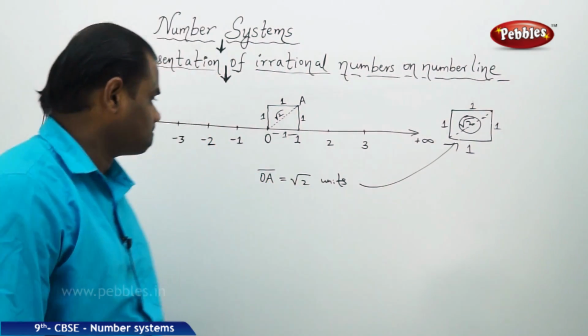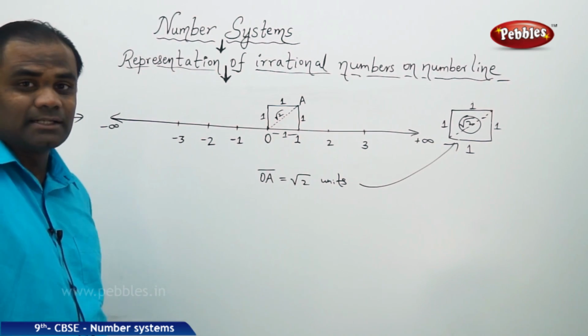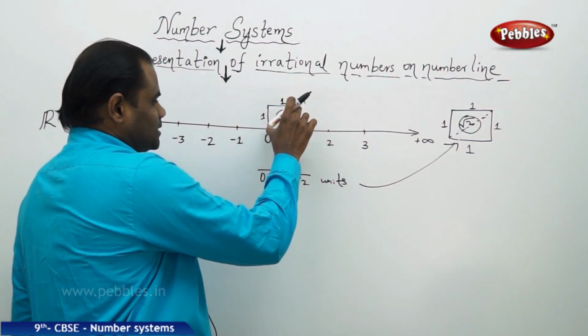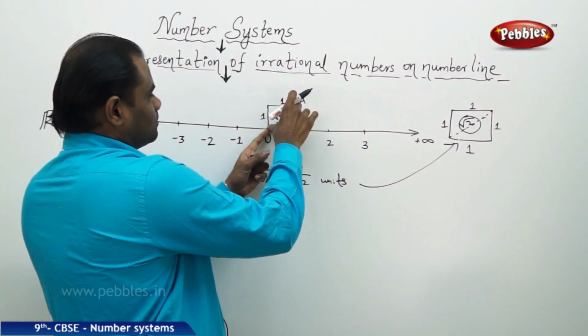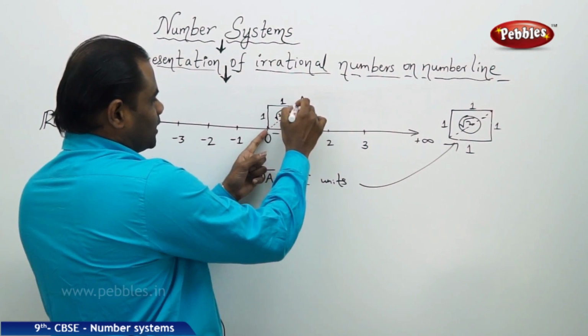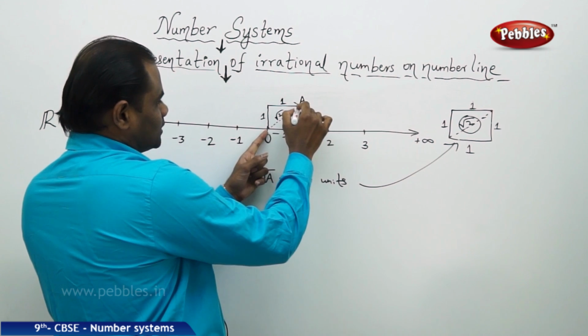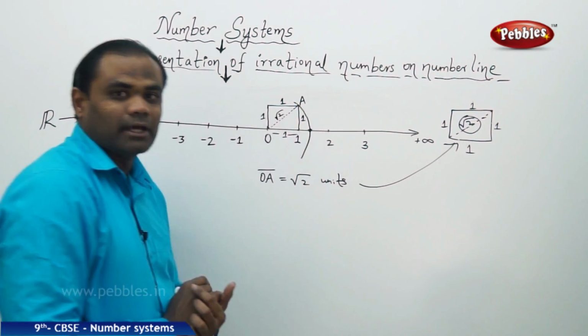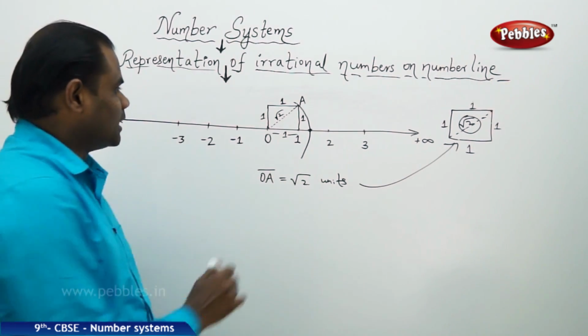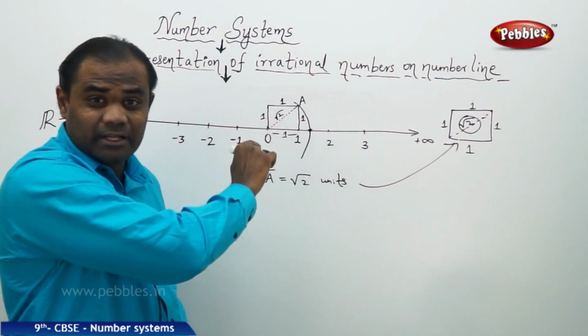Now with this root 2 units, I take a compass, point it at O, put the compass at A and draw an arc. So when an arc is cut, I get an arc which cuts the number line, indirectly stating that this forms a circle with the same radius.